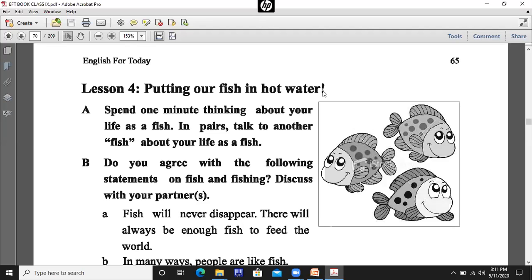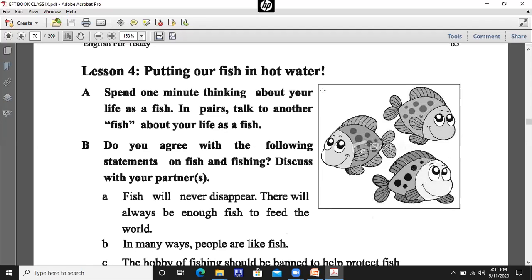Then practice A. Spend 1 minute thinking about your life as a fish. In pairs, talk to another fish about your life as a fish. Okay. Then you're also seeing that there are three fishes here.